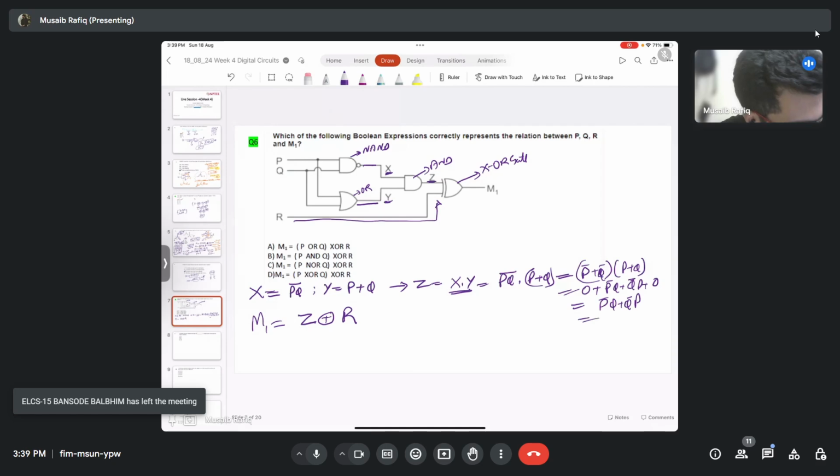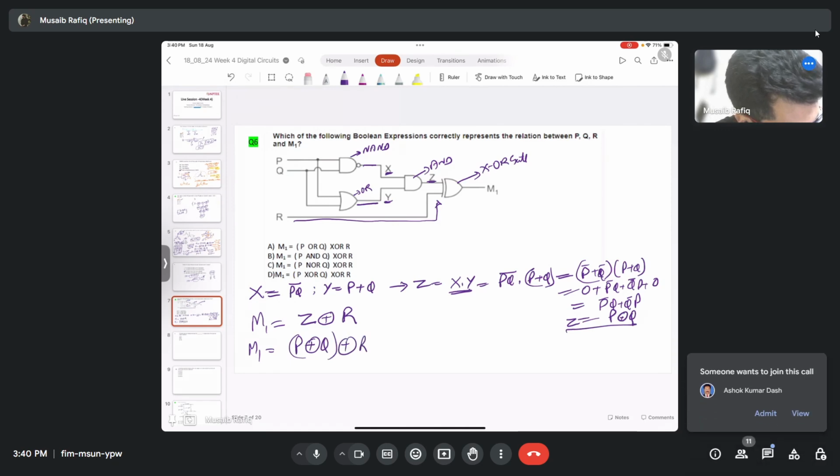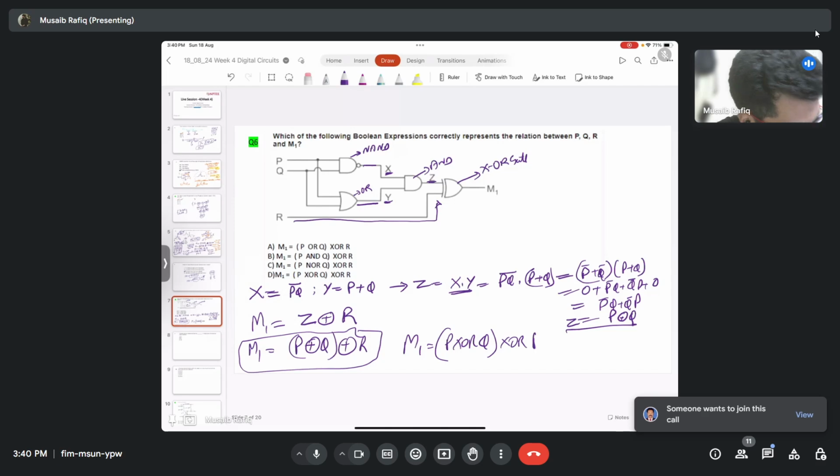Can anyone tell me what this is? This is simply P XOR Q. So my Z will be equal to P XOR Q XOR R. So this is my final answer. M1 is equal to P XOR Q XOR R. Option D, as pointed out by many of you.